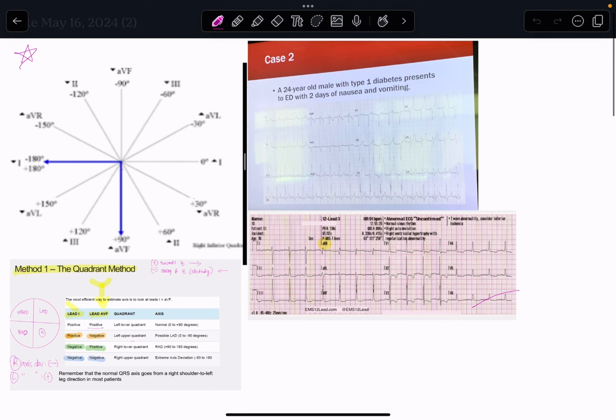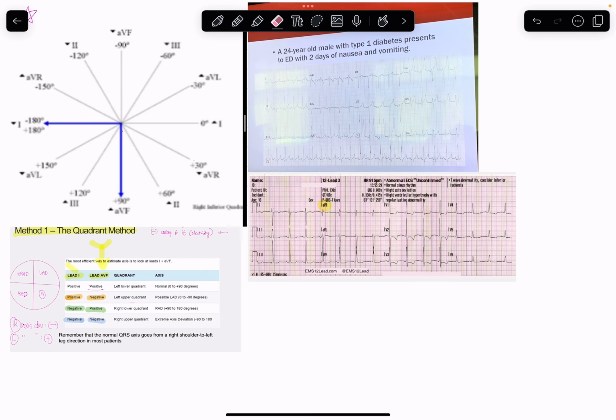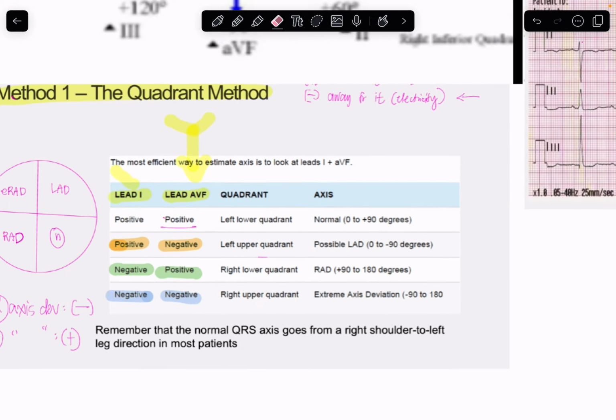Let's look at how to tell which axis our patient is going towards, I mean, axis deviations. So this is an easy method. The first method is the quadrant method, and then the next method is the axis method right here. So first up, we will use method 1, which is the quadrant method.